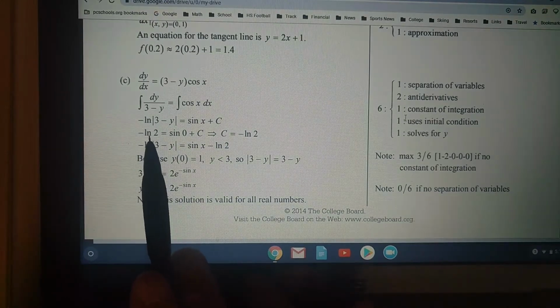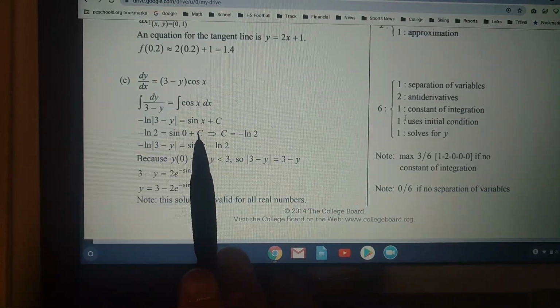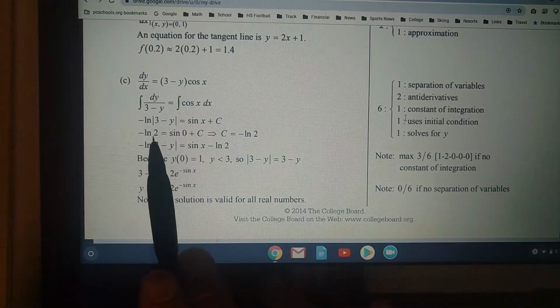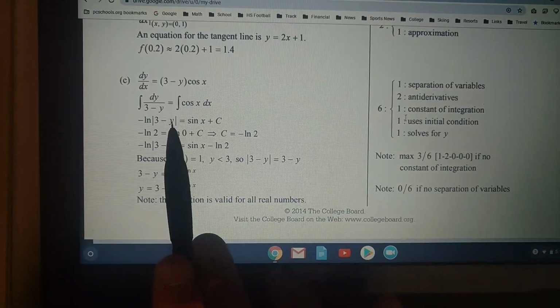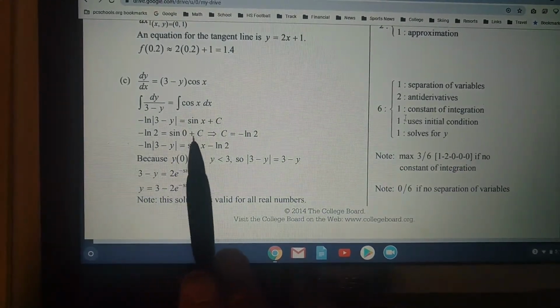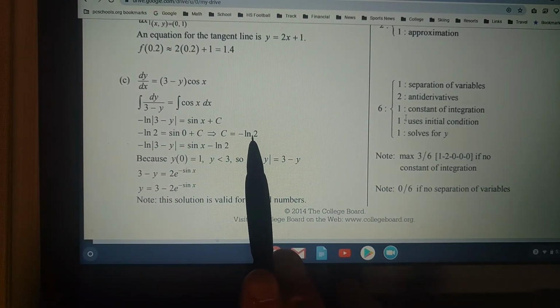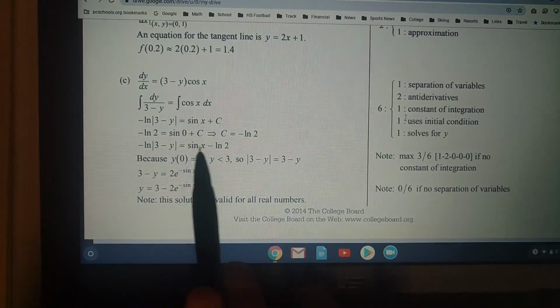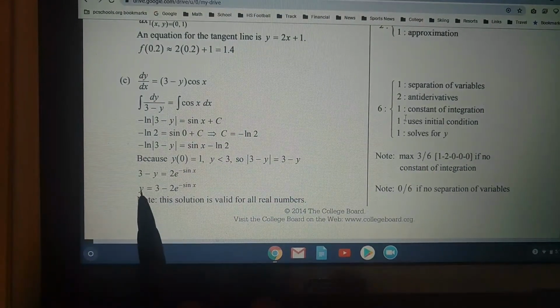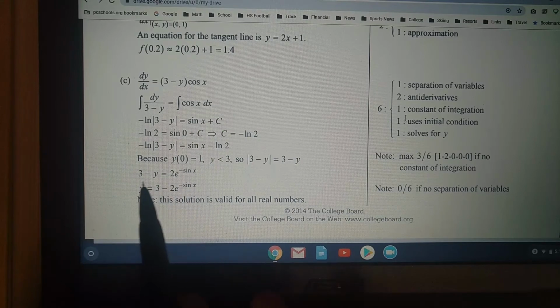Now going ahead and solving for c, you substitute in the 2 for the y and the 0 for the x, and you solve for c. That gets you your 5th point. And then if you actually use that c to give the equation right down here in terms of y, that gets you your 6th point.